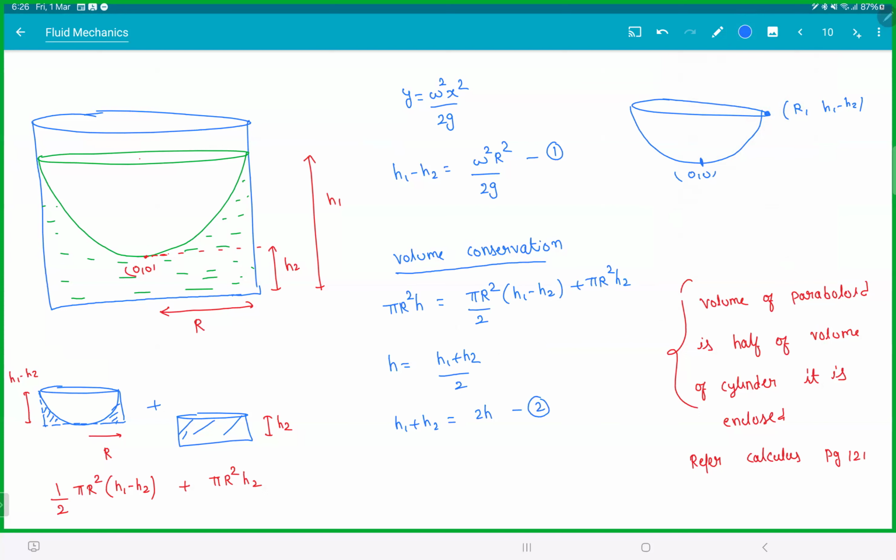Two equations, two unknowns. If you add them, you end up with h1 equal to h plus omega square r square by 4g. h2 will be h minus omega square r square by 4g. Please check.